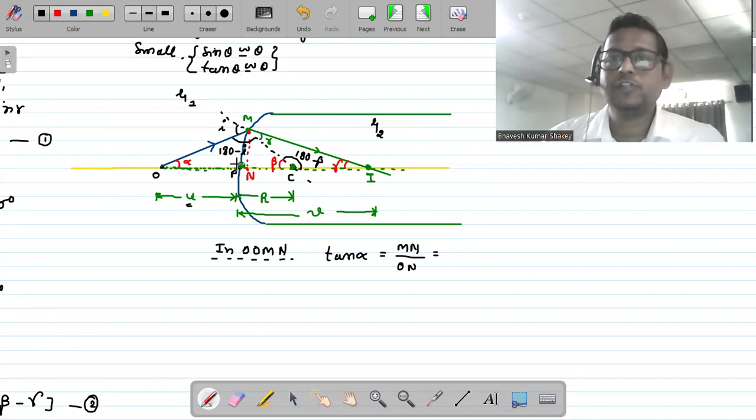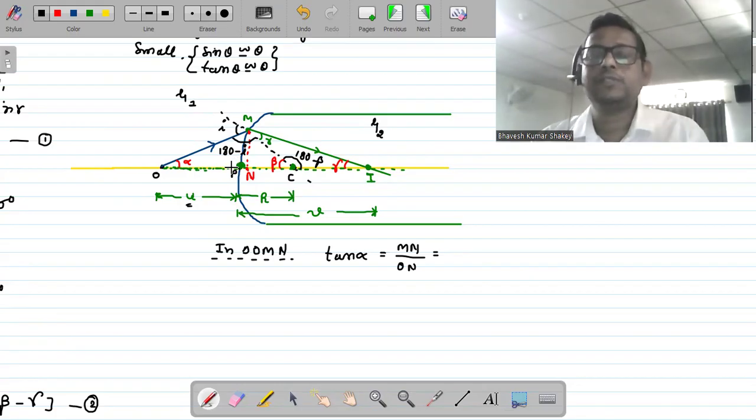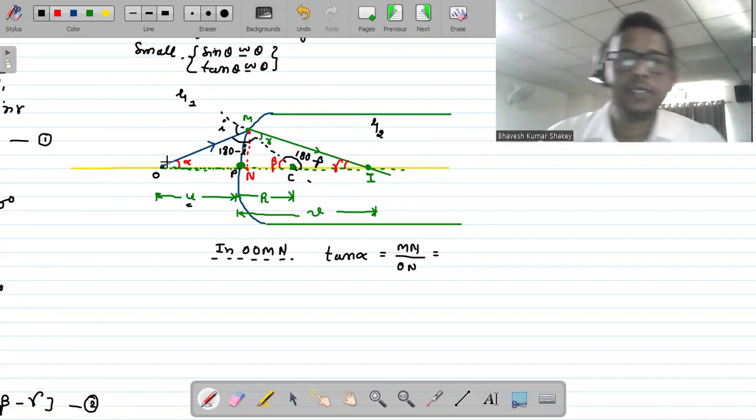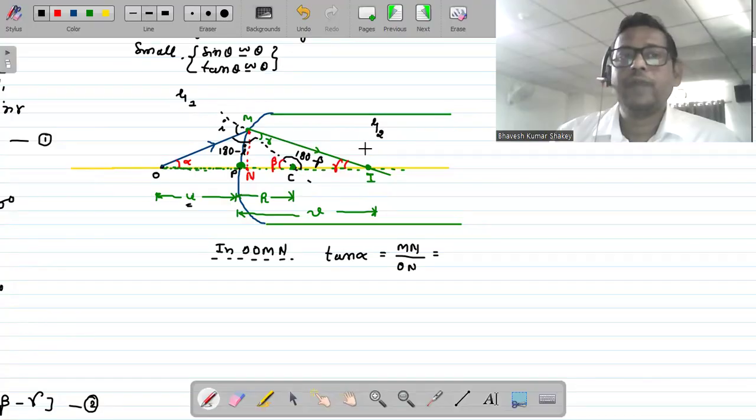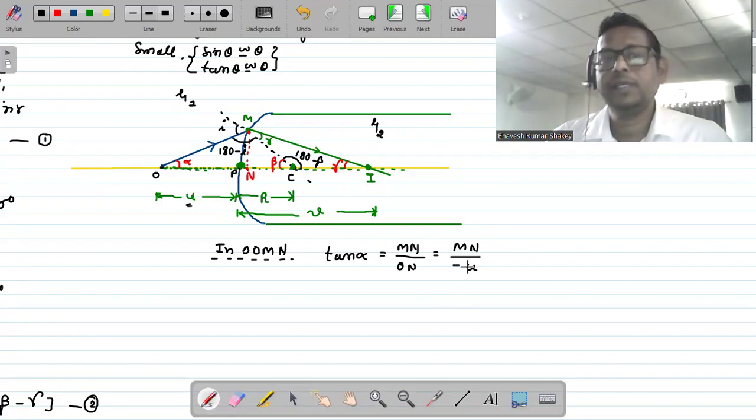All the distances should be taken from P, and the distances opposite to the direction of the incident ray are taken as negative. In this case, this is the incident ray, and it is moving from left to right. This distance u I am taking from right to left, opposite to this direction. So according to the rule, I am taking this u as negative. So MN divided by minus u. I hope you understand this thing.